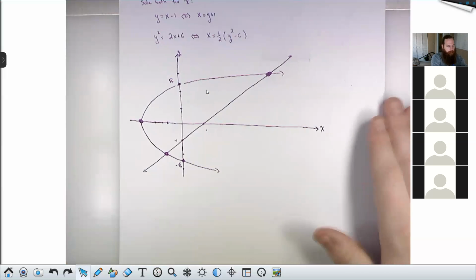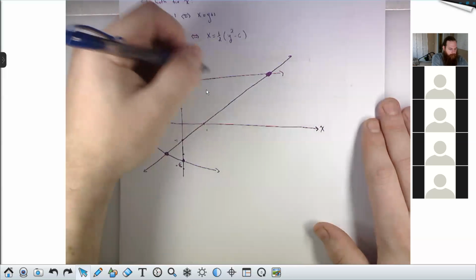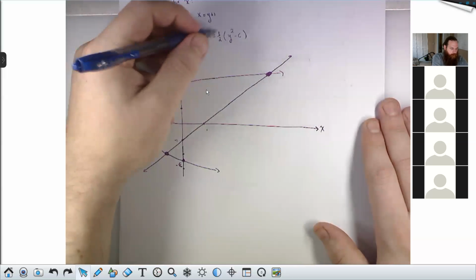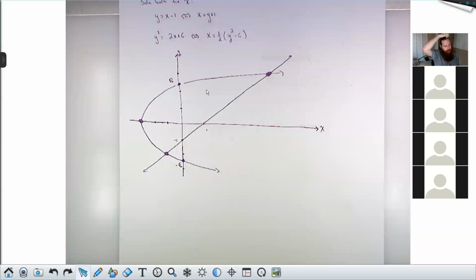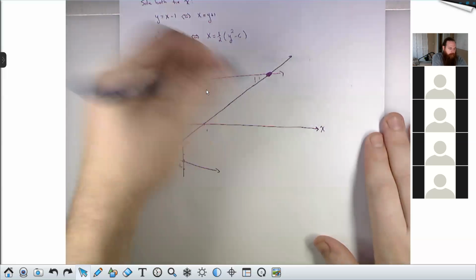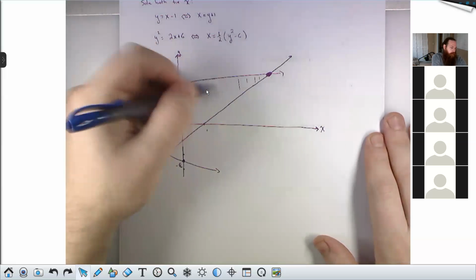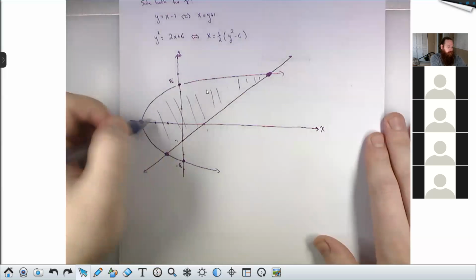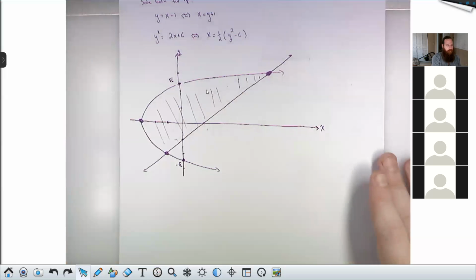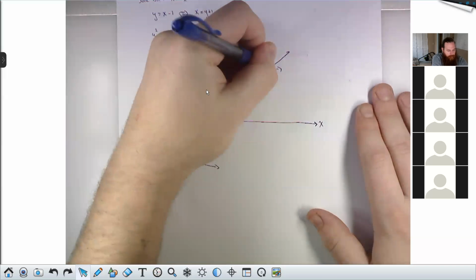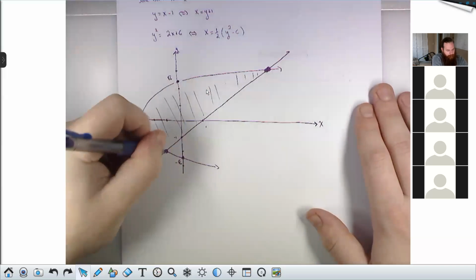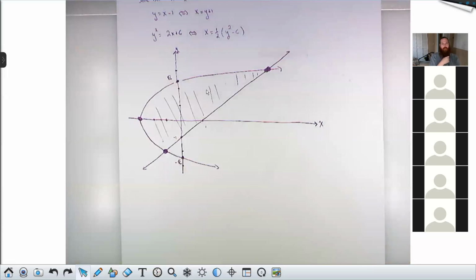These two curves. This top guy, or this parabola, is 1/2 y squared minus 6. And the line is x equals y plus 1. And so the region whose area I'm trying to find is this region. And the two things I need are the y values at those intersection points.